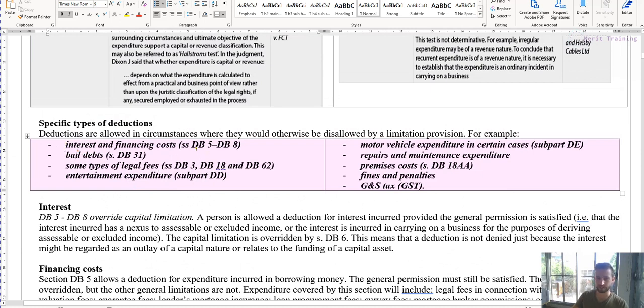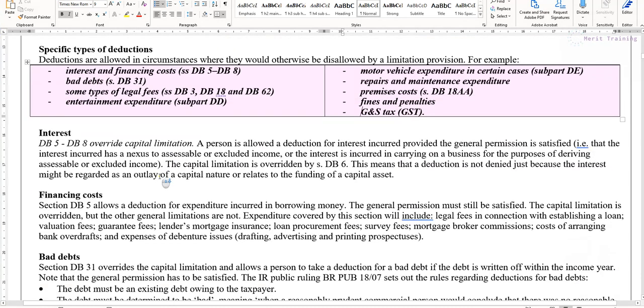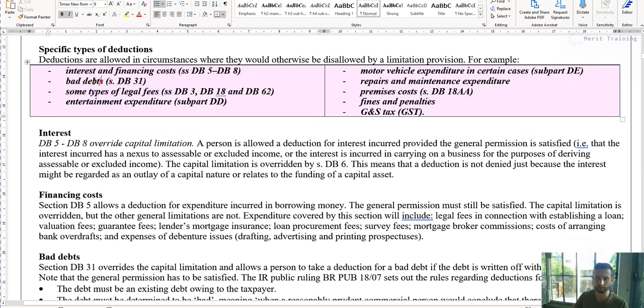So interest and financing costs, bad debts, some legal fees as long as it's not capital, entertainment expenditure, motor vehicle expenditure, repairs and maintenance, premises costs, fines and penalties, or GST. Okay, so the next part of the notes is just going through these in detail and explaining why they're specifically deductible. I don't think we need to go through that in detail.